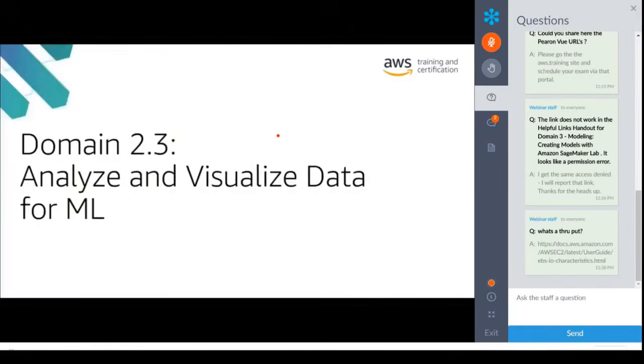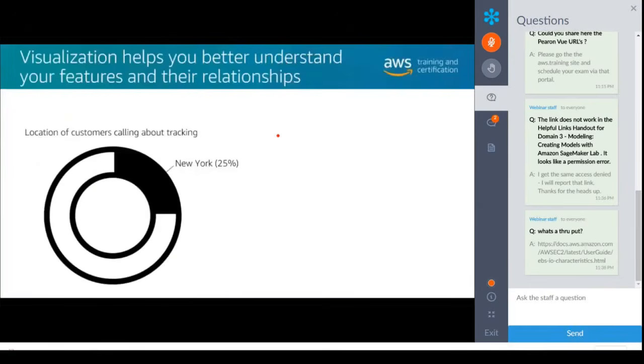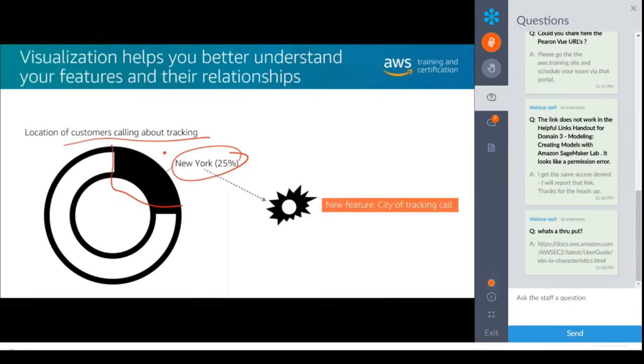Okay, finally, analyze, visualize data for machine learning. So when you visualize, you might notice that, let's say all the calls that you're getting at a call center, a big chunk of them come from New York. So then you might say, hey, wait a second, maybe instead of just tracking the number of calls globally, maybe we should actually look at tracking the feature. So let's group each of our instances by city as well. Let's add a city attribute, and that attribute then becomes a feature.